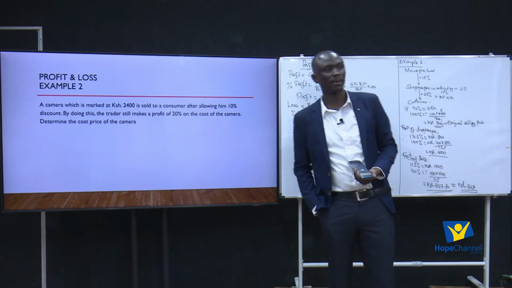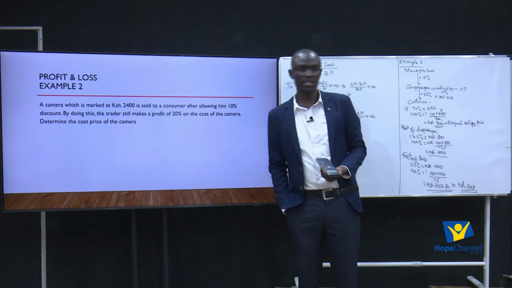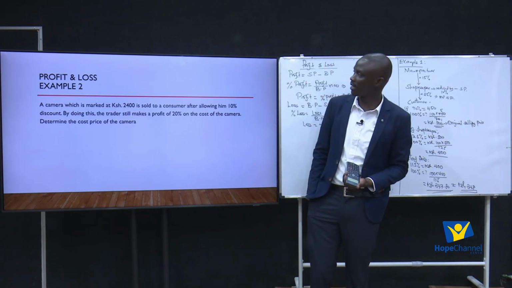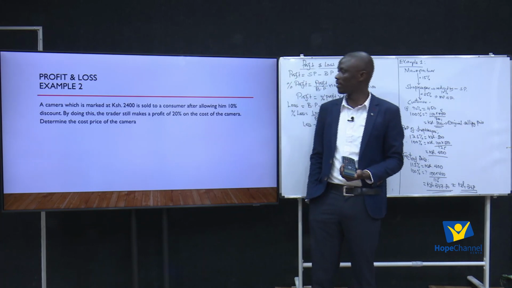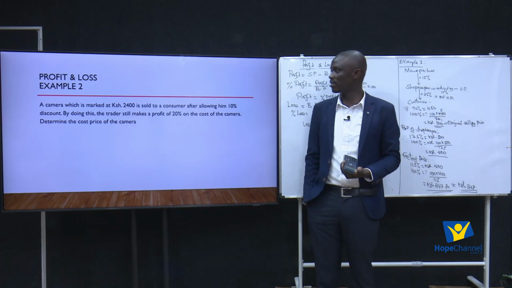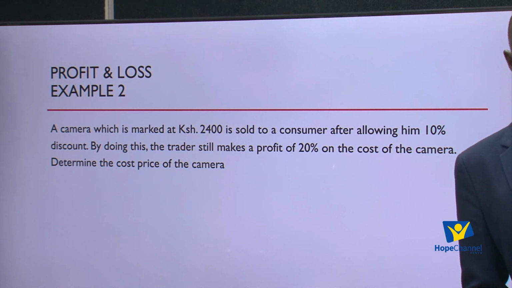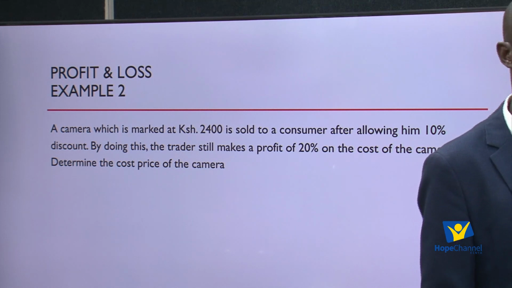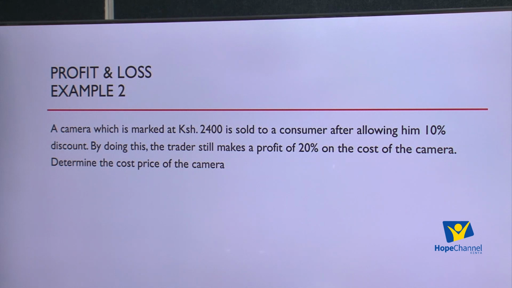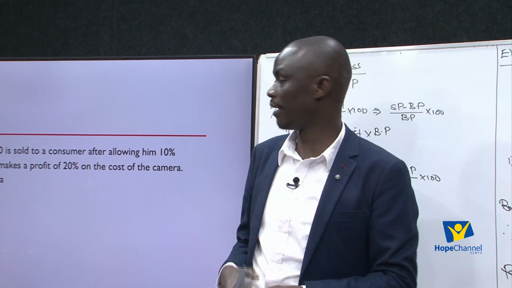Example 2. A camera which is marked at shillings 2,400 is sold to a customer after allowing a 10% discount. By doing this, the trader still makes a profit of 20% on the cost of the camera. Determine the cost price of the camera. So this is a good example which is going to lead us into what we are calling discounts. So we will be introducing the concept of discounts and how it is applicable to problems of profit and loss.